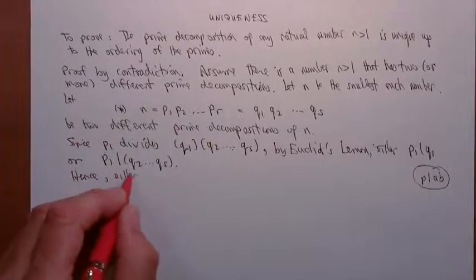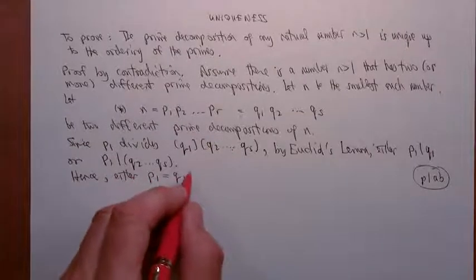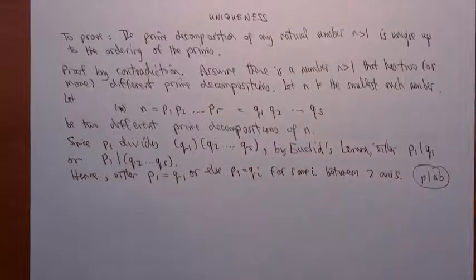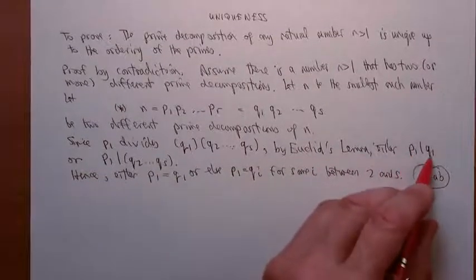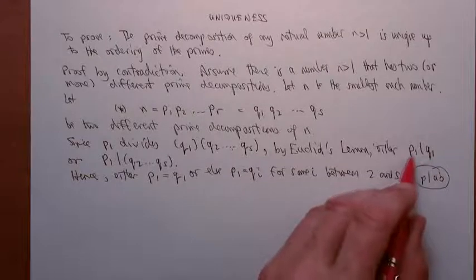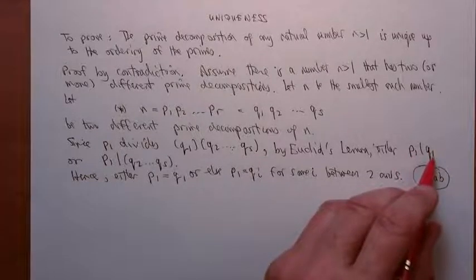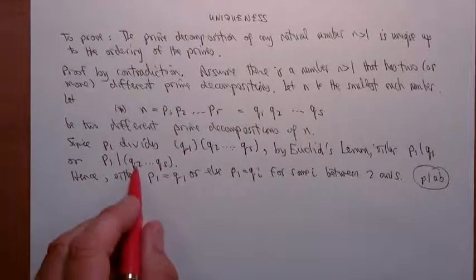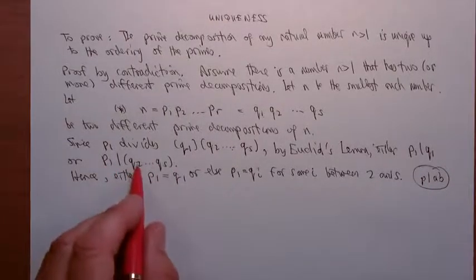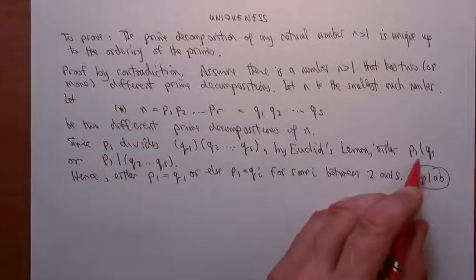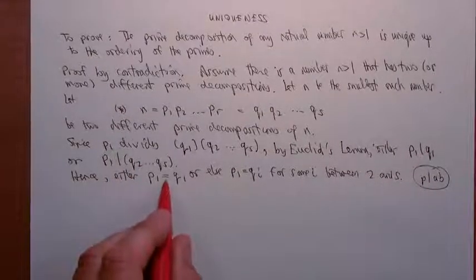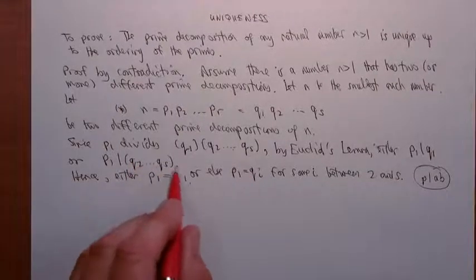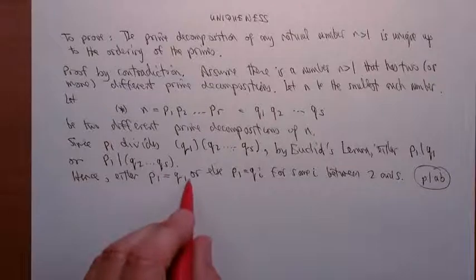Hence, either p1 equals q1, or else p1 equals qi for some i between 2 and s. If p1 divides q1, then they're both primes, so the only possibility is that p1 equals q1. Or else p1 divides this product of primes, which means that p1 actually is one of those primes. So first case, I know that p1 equals q1. Second case, I know that p1 equals qi for one of the i's between 2 and s.